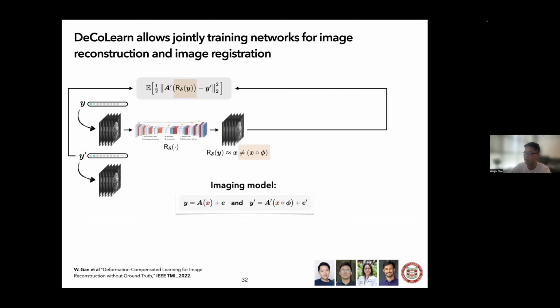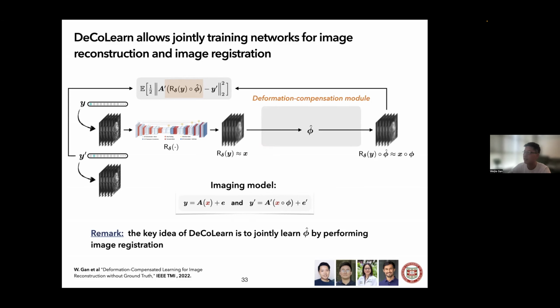However, there's an issue, of course. Because the reconstruction of Y tries to approximate X. But if you look at the imaging model of Y prime, which is our training target, it actually has the motion vector field here, right? Which means the reconstruction of Y doesn't correspond to the ground truth of the images in Y prime. So that's the key idea of DecoRNet. We have something we call a deformation compensation module that can provide an estimation of the motion vector field so that we can transform the reconstruction of Y such that the loss function can match the imaging model.